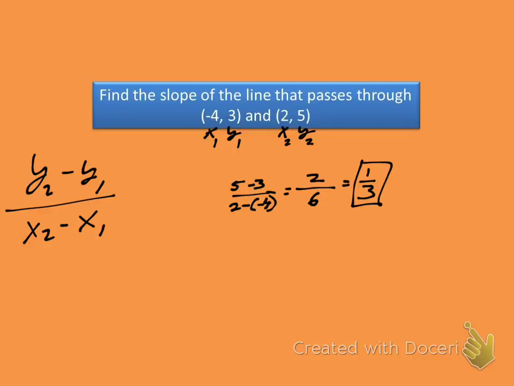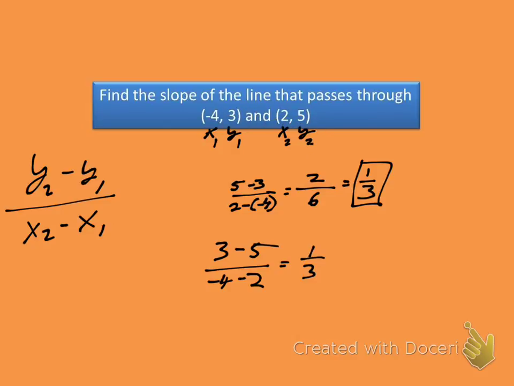Now, if I go 3 minus 5 over negative 4 minus 2, what's my answer going to be? Negative 2 over negative 6 is 1/3. Good. See what I did? I switched the order of the points. Okay, but I switched all the orders. Went to this point first, then this point second, negative 4 to 2.